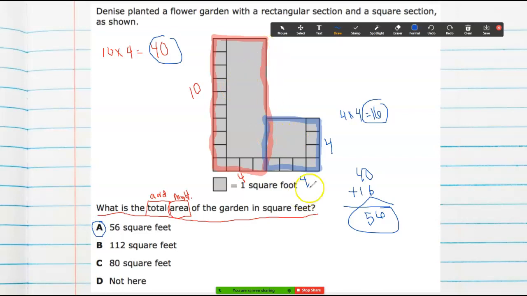Okay. So when you have an L shape like that, you need to break it into two shapes. I have my long rectangle, I found my length and my width, and I have my square, a 4 by 4. So first you multiply, and you get your two numbers, and then you add those together.